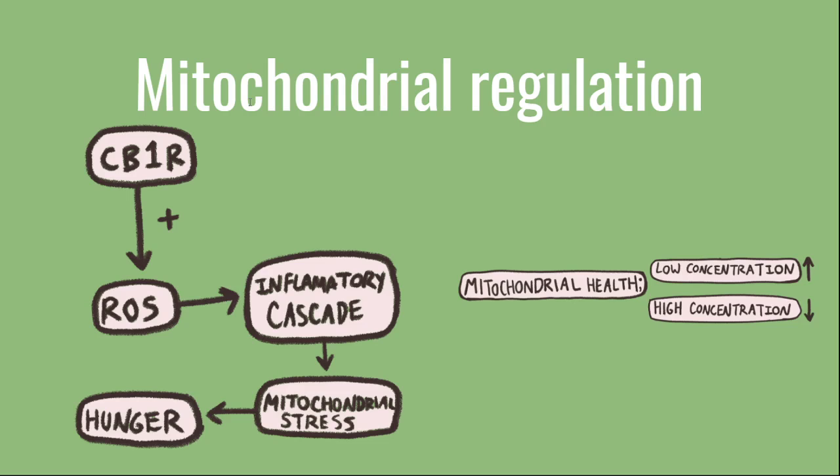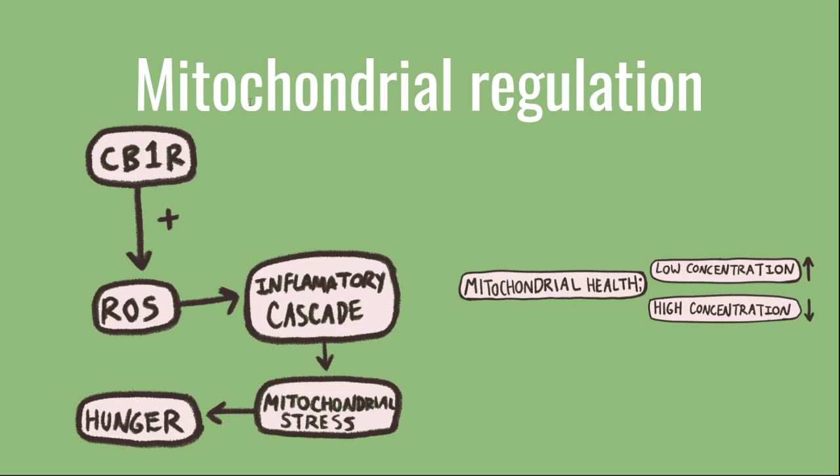So one of them, on the left, is by increasing the reactive oxidation species. So when CB1 receptors are expressed, they increase the reactive oxidation species, which will then induce an inflammatory cascade, which then induces mitochondrial stress, which will then increase our appetite because our mitochondria are working harder and they need more energy to support themselves.